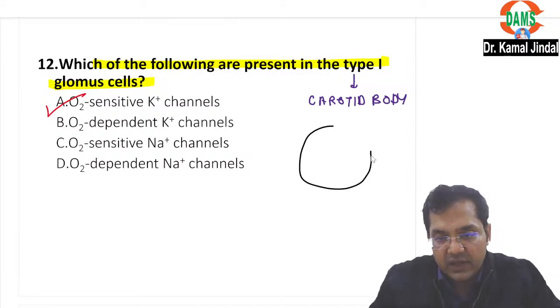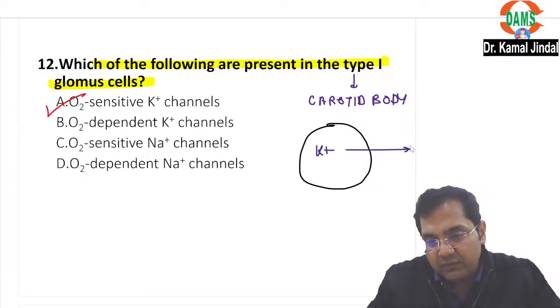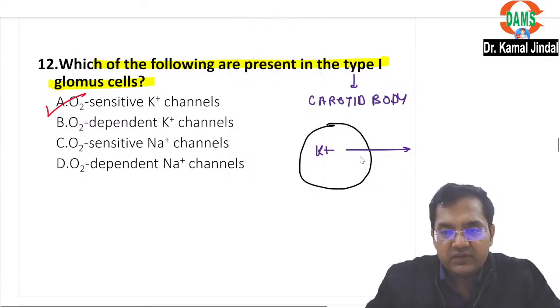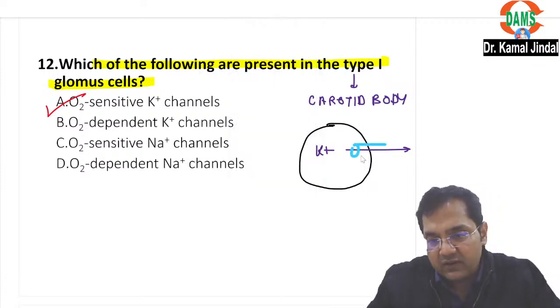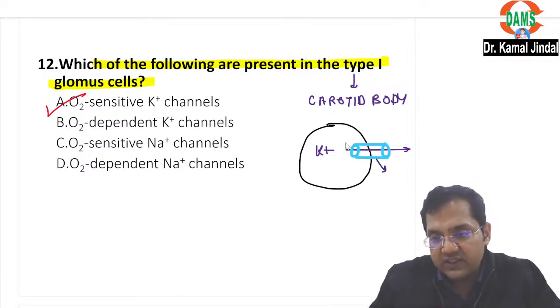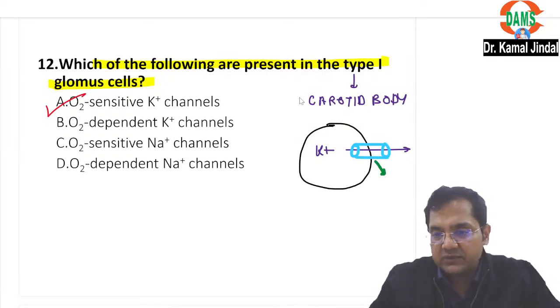Just see this. I am explaining you once again, revising with you in short. Normally what happens is the potassium ion is going out like this from the receptors, through the potassium channels, with the help of these channels, which are known as oxygen sensitive potassium channels.